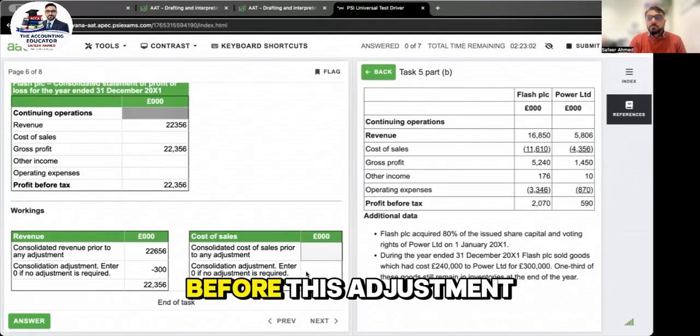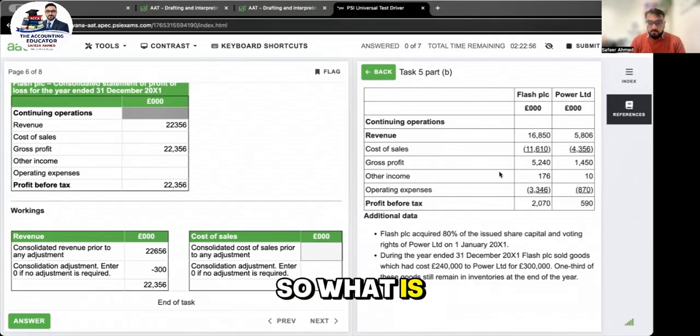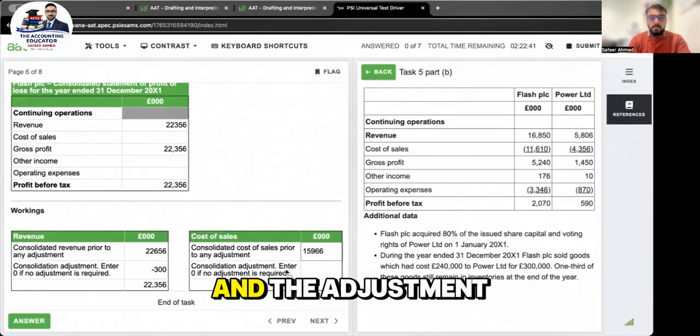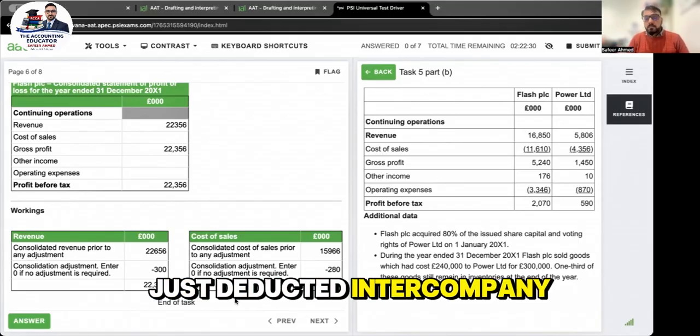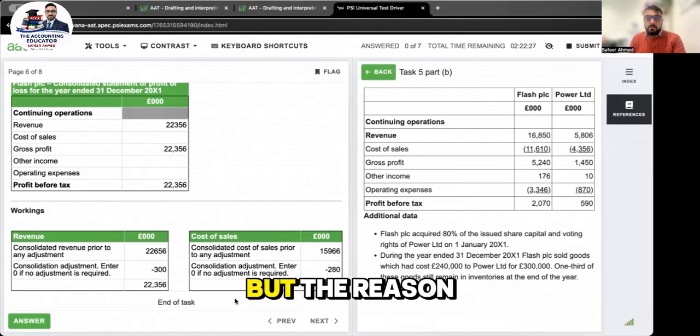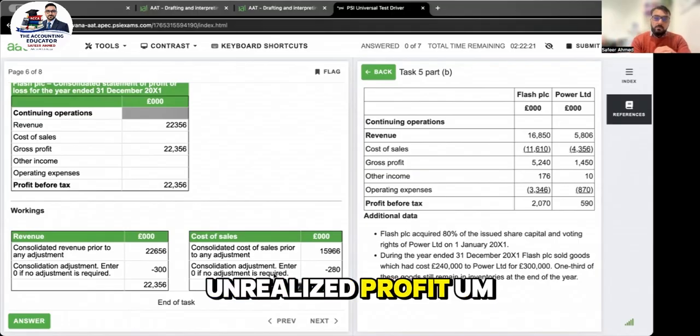So first of all, before this adjustment, you will just be adding the two companies' cost of sales. What is the two companies' cost of sales? That is 11,610 plus 4,356, and that gives you 15,966. And the adjustment here will be minus 280. If there was no unrealized profit, we would have just deducted the intercompany purchase of 300K. But the reason for this 280 is that we add back unrealized profit.